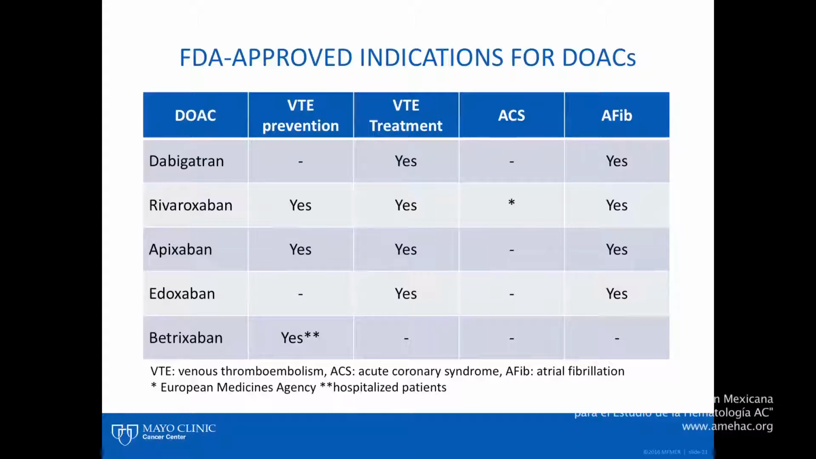Dabigatran has been approved for prevention of stroke and thrombosis in patients with atrial fibrillation and also VTE. And you can see most of the anti-10A drugs are also approved for both indications. This is what I was referring to earlier. The European Medicines Agency has also approved rivaroxaban for use in patients with acute coronary syndromes. Betrixaban, like I mentioned earlier, its only indication is for patients who are hospitalized and are at a higher risk of developing VTE. It's only indicated for prevention of VTE, not for treatment or in patients with atrial fibrillation.